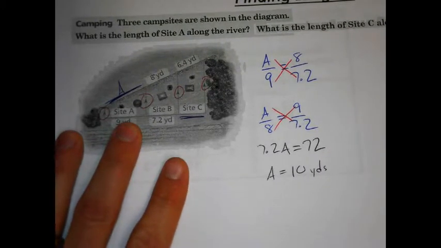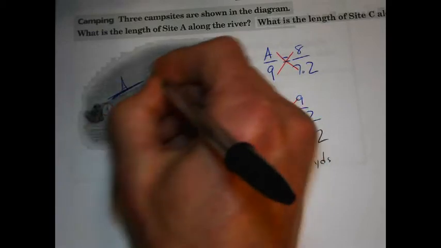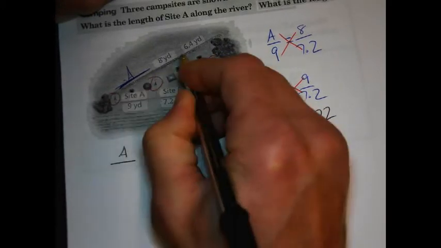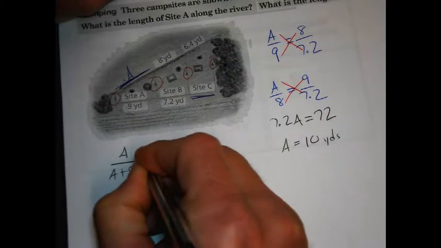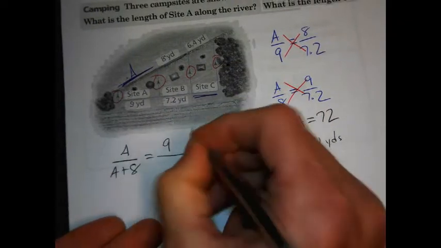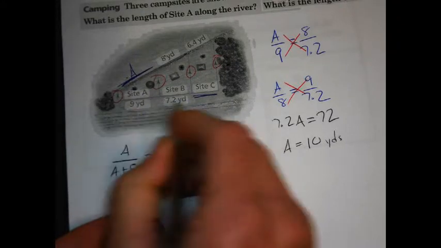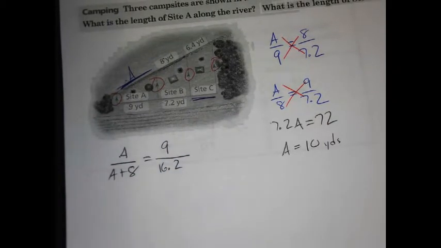I talked about this in the previous lesson, but one more way of seeing it. What if I looked at the whole distance, right? What if I looked at A the whole way across, from here to here? What would that distance be? Good, very good. A plus 8. That's right. That's what it would be. What would that be equivalent to? 9 and 7.2 together, 16.2. So we could have that same proportion.